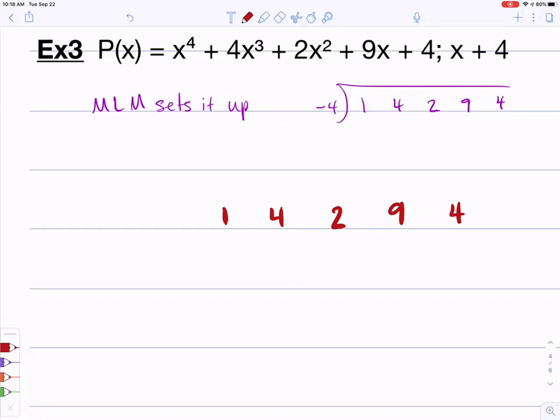Okay, but if there's a missing term, it's got to have the placeholder of 0, which is what Sierra was talking about a little bit ago with that video. Okay, she's going to send it to me so I can take a look.